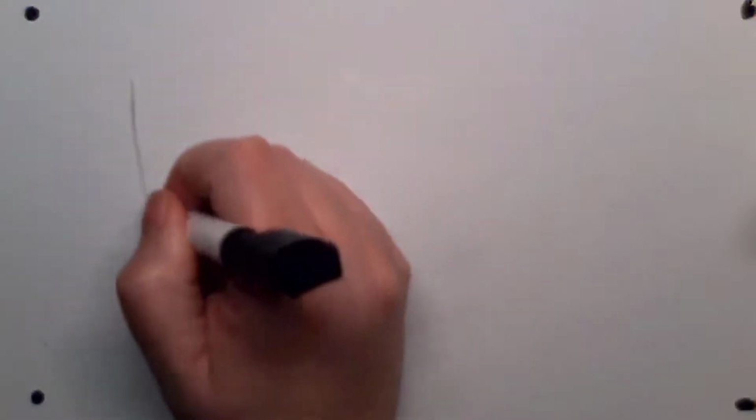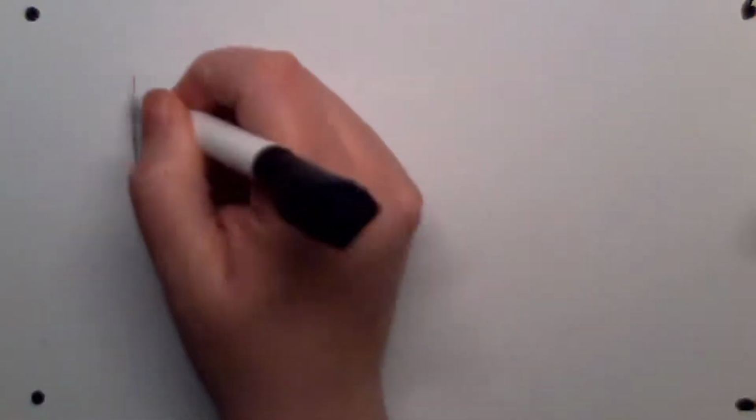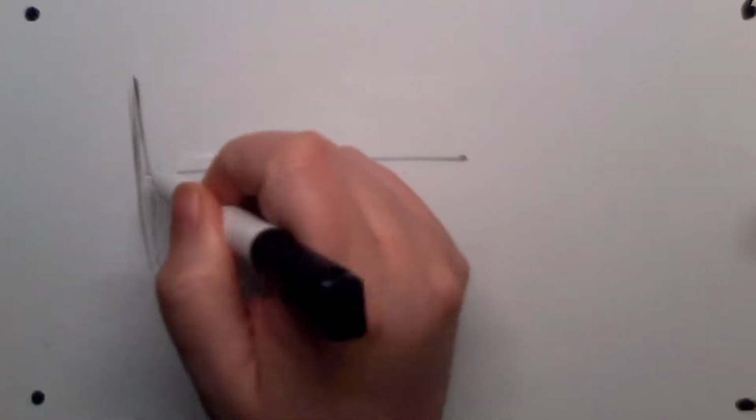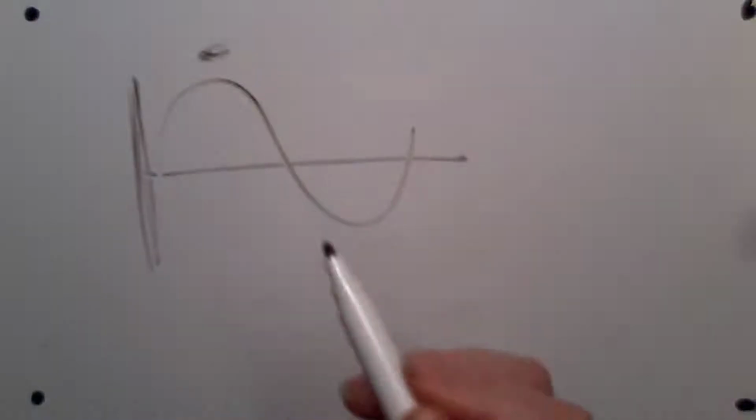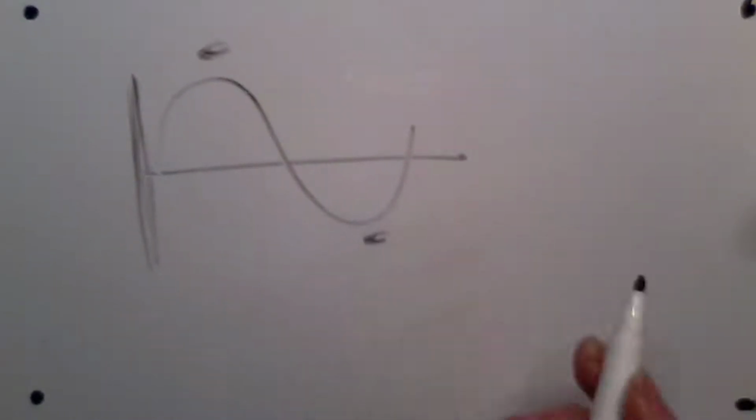So when we look at a sound wave, oftentimes you are going to see the wave mapped out something like this. And we consider compression to be this top part and rarefaction to be this bottom part.